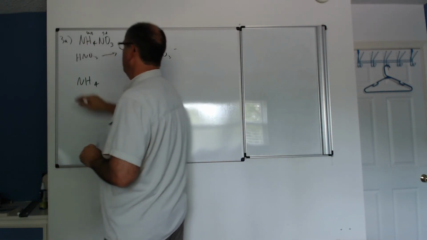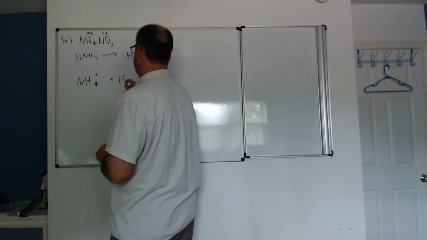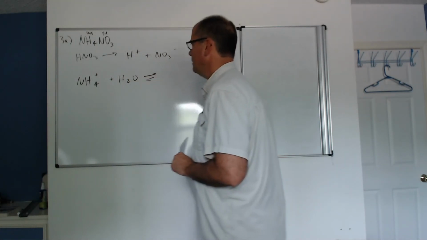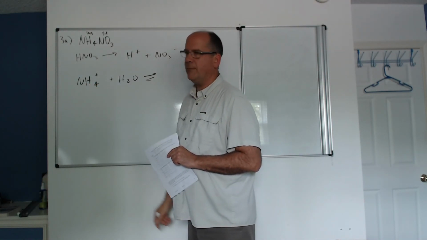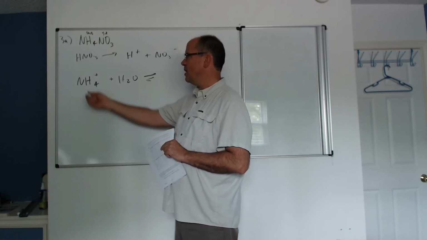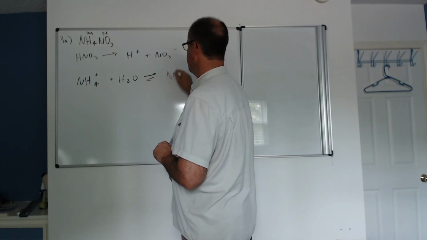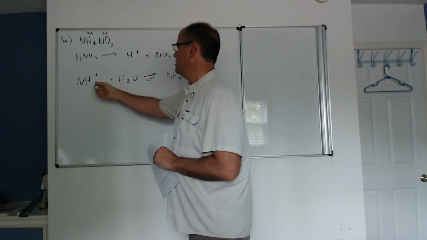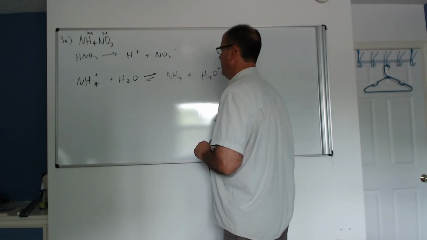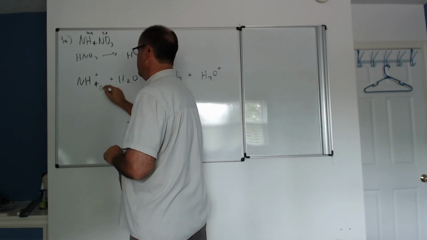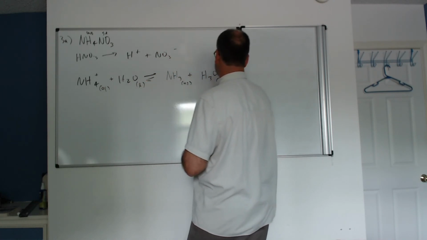The NH4 ion in the presence of water is going to be in equilibrium. So this is a weak base. What do bases do? They donate. So this is going to donate a hydrogen to become NH3. It's going to donate it to the water, and the water is going to become the hydronium. So this is aqueous, this is liquid, this is aqueous, and aqueous.